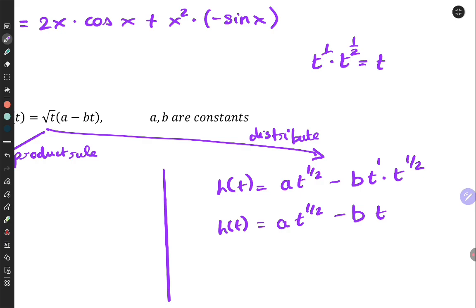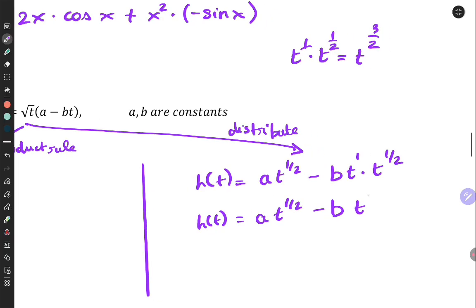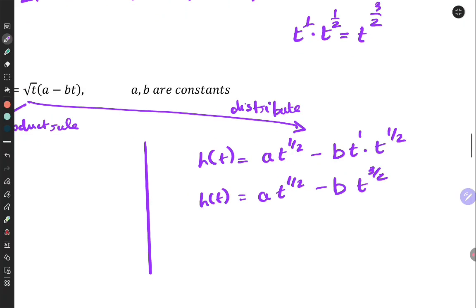One half is, okay, think of decimal number. One half is 0.5 plus 1. 1 and a half. 1 and a half is, okay. All right, so distribute.